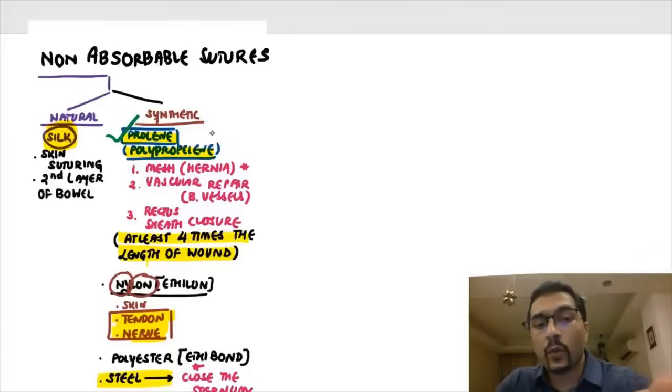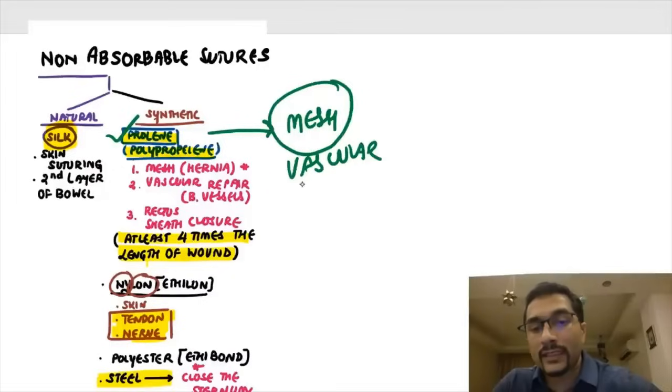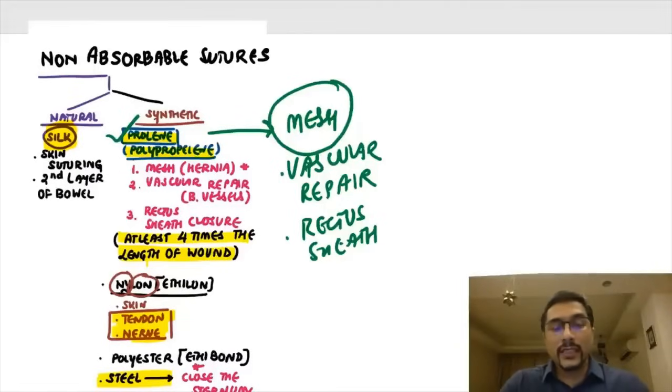Very important, proline. You should know the uses. It is used as the hernia mesh. The hernia mesh is made out of proline sutures. Also, it is used for vascular repair, to repair vessels. You use proline sutures. And it is used to close the rectus sheath. This has also been asked in the exam. Right, so these are the uses of proline sutures. Ethylon or nylon is also a non-absorbable suture used for skin suturing.